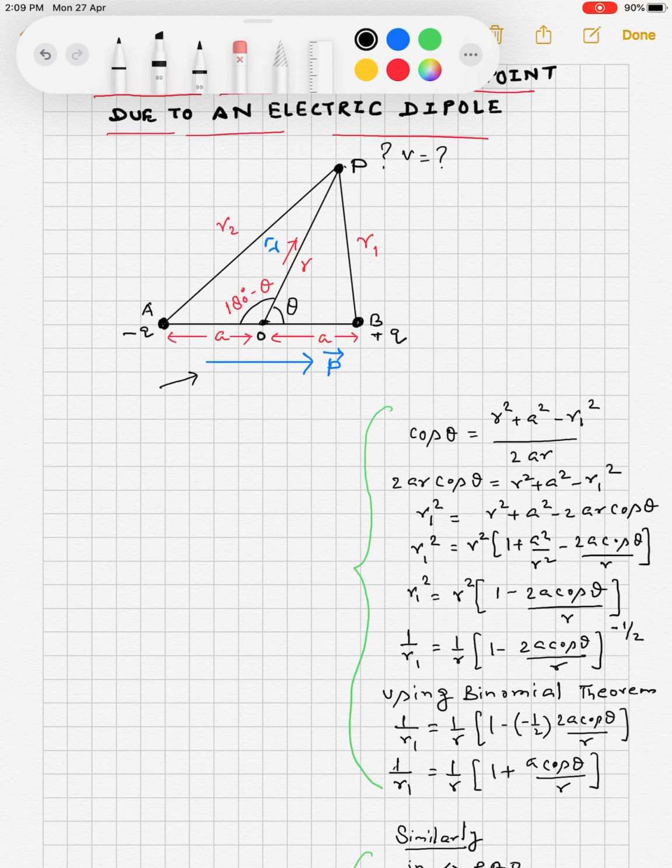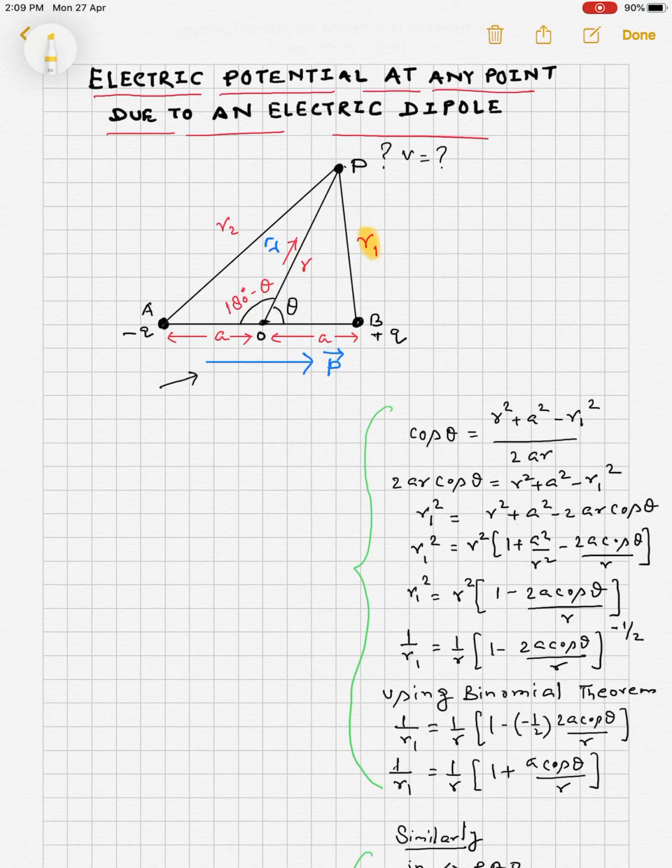Now r1 is the distance from the charge plus q, and r2 is the distance from the charge minus q. The angle that unit vector r makes with the dipole moment vector p is theta. This theta is the angle made by this unit vector r and the dipole moment vector p. So in this triangle it is 180 minus theta.